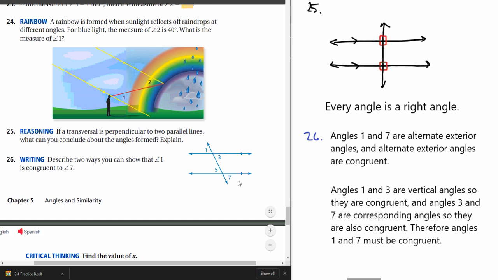I mean, there are other ways to do this. You could say 1 and 5 are corresponding, so they're congruent, and then 5 and 7 are vertical, so they're congruent. So that's another way. You could also say that, what's another way here?